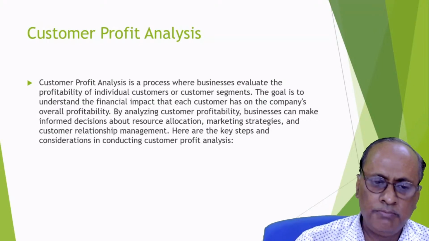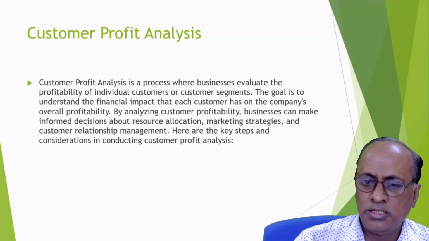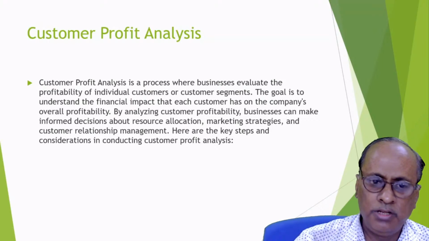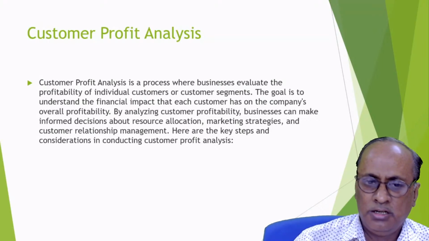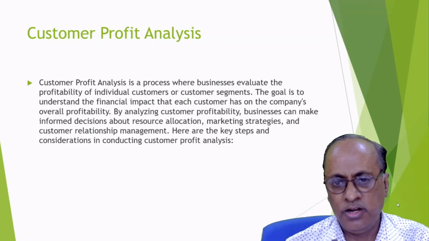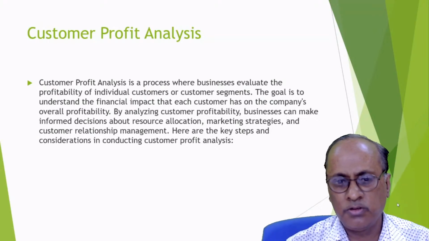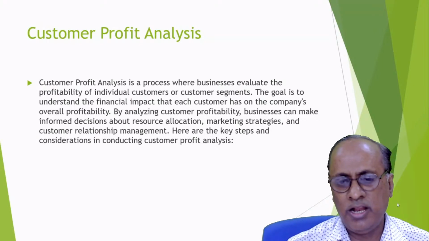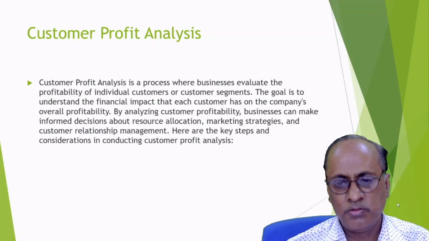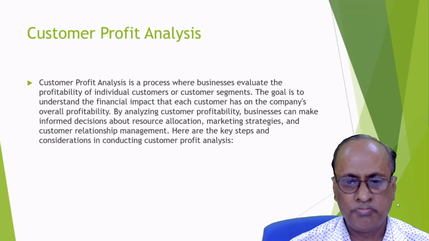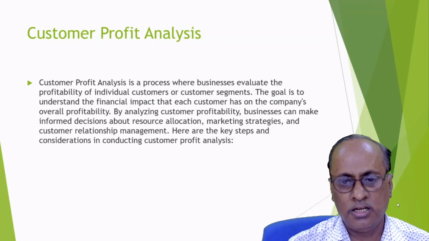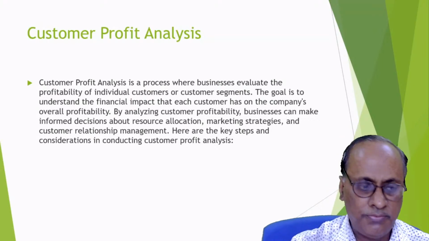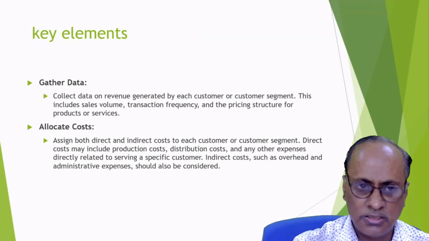Accordingly, the companies can make informed decisions about resource allocation. That means they will allocate resources differently to different segments of customers, and they will adopt different marketing strategies for different segments of customers, and they will adopt different customer relationship management for different segments. Here are the key steps and considerations.